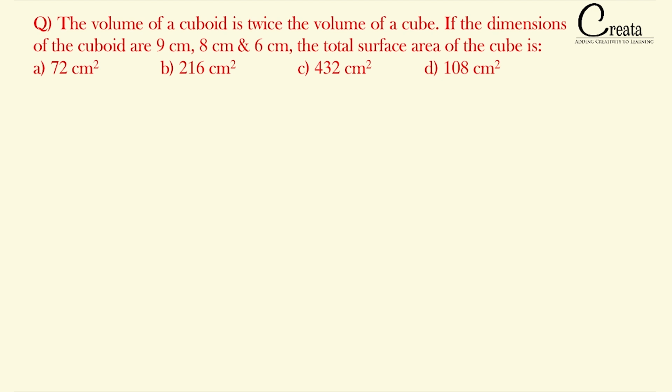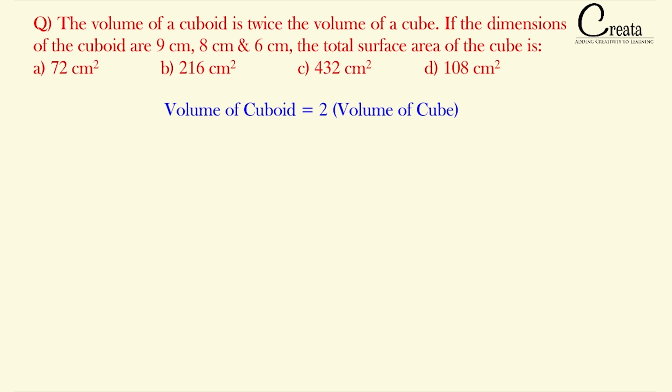So let's observe the question. This question is talking about a cuboid and a cube, and the volume of the cuboid is given as twice the volume of the cube. And also the dimensions of the cuboid are given as 9, 8 and 6 cm. That is L, B and H are given, and we have to find the total surface area of the cube. Okay, so let's approach the question.